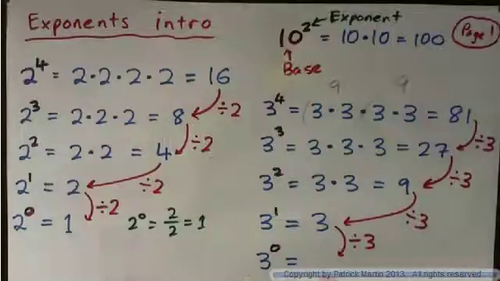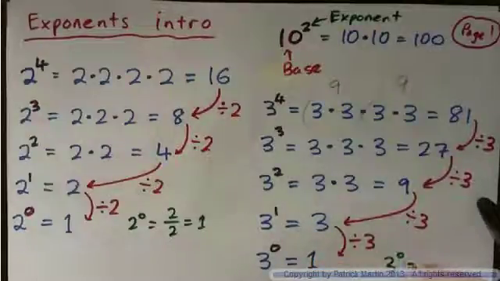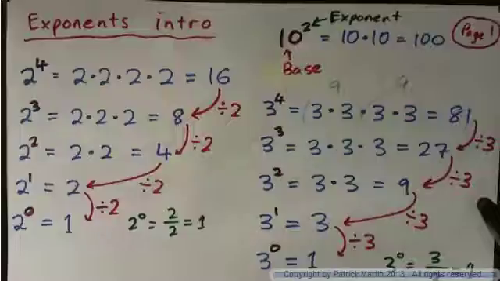So 3 to the power of 0 is what? 3 to the power of 0 is 3 divided by 3, which is the number 1. Okay? And that works for any power of 0, or any number.